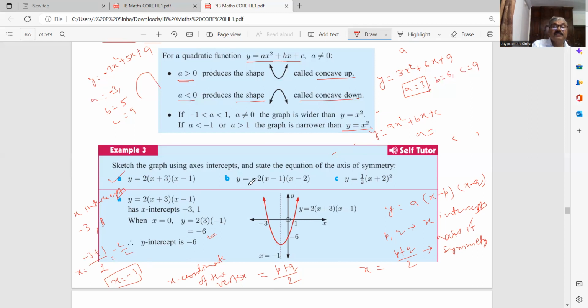Now this is another form. See here, in this way this also we can find. But in this case, a is negative. What is the value of a? a is equal to minus 2. a is negative, so the graph will open downward. It will be like this. Because here a is negative, a is less than 0, this is minus 2.